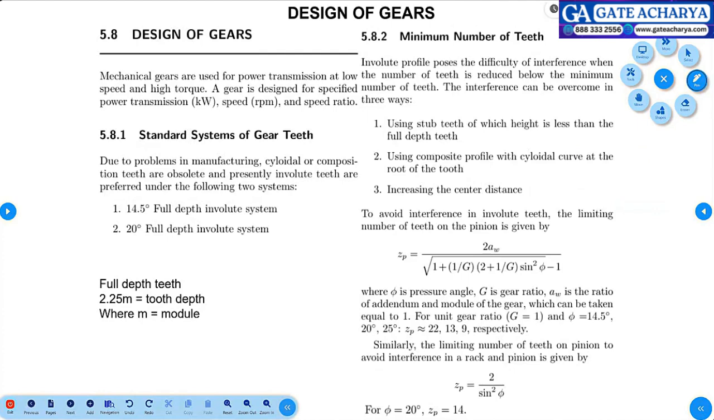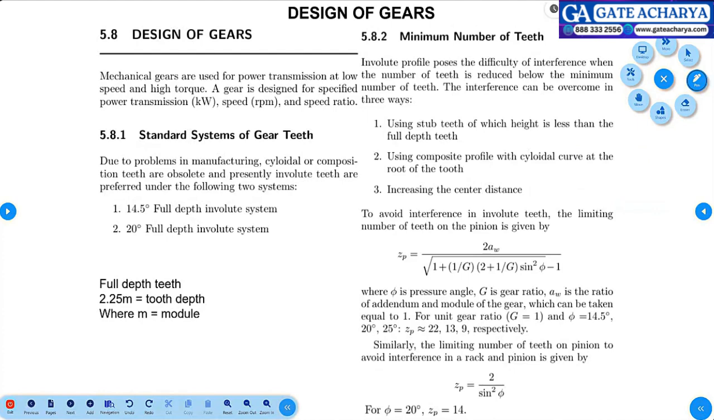As far as gears are concerned, to enhance the power you can reduce the speed and elevate the torque value. Okay, so now the standard system of gear teeth.